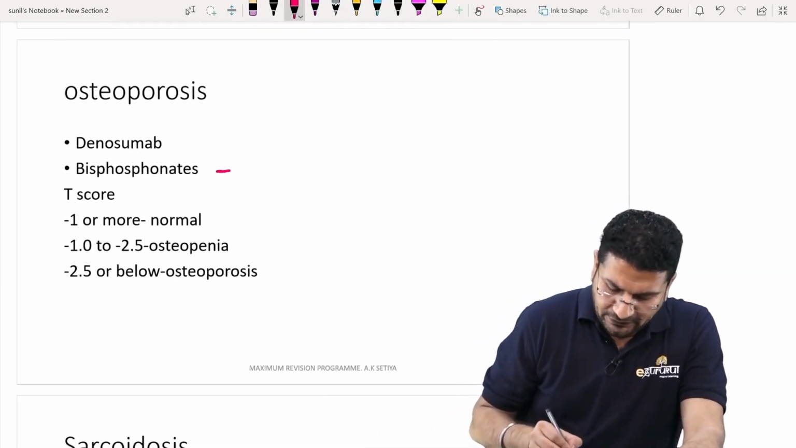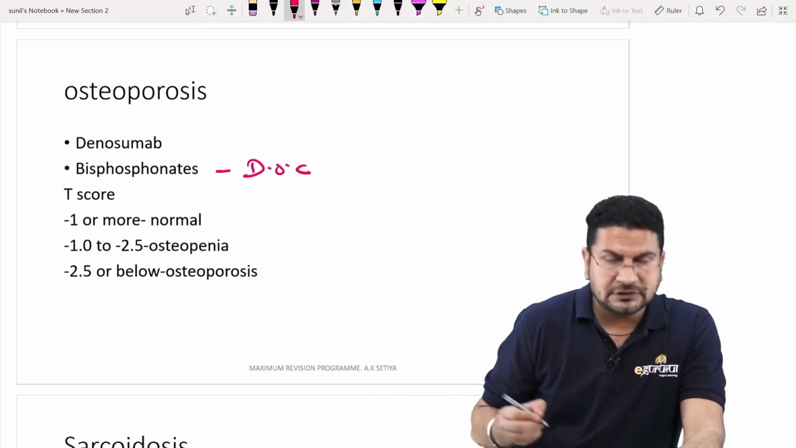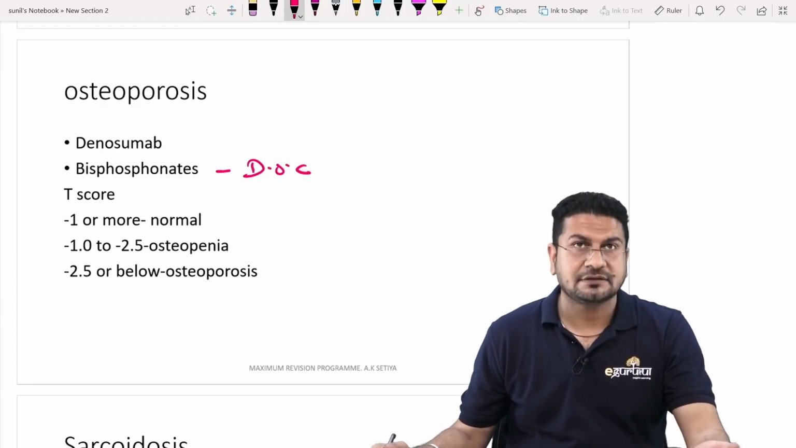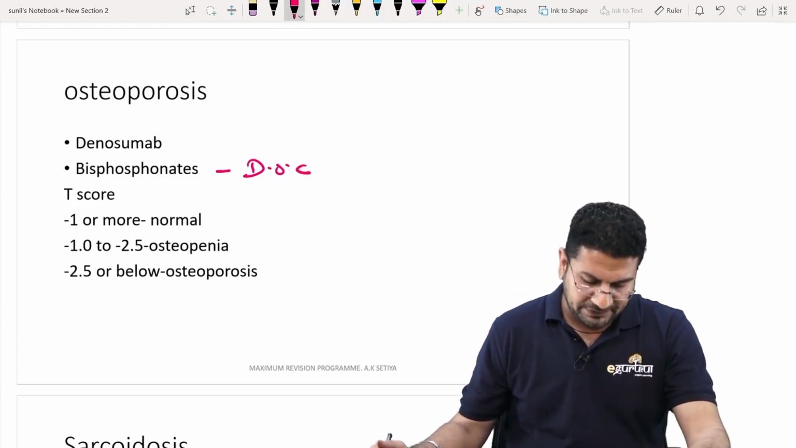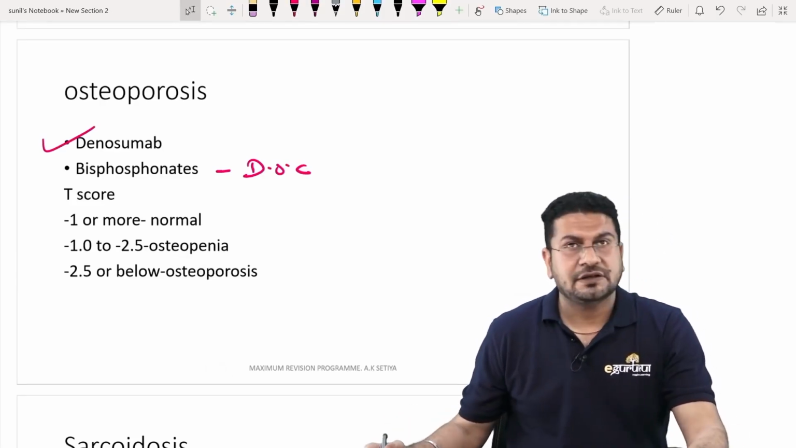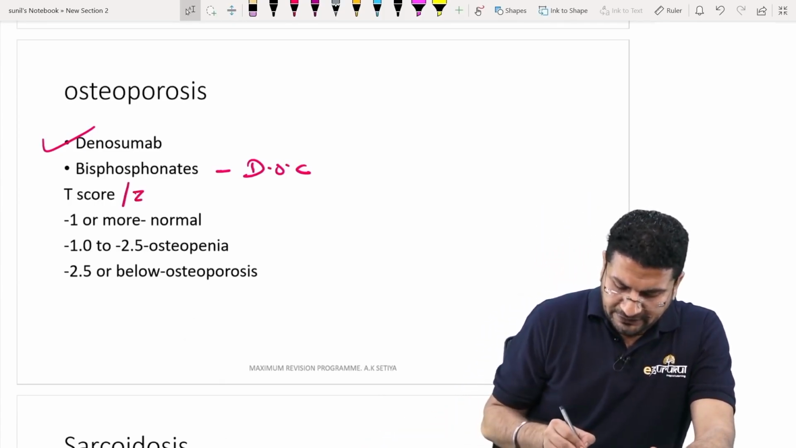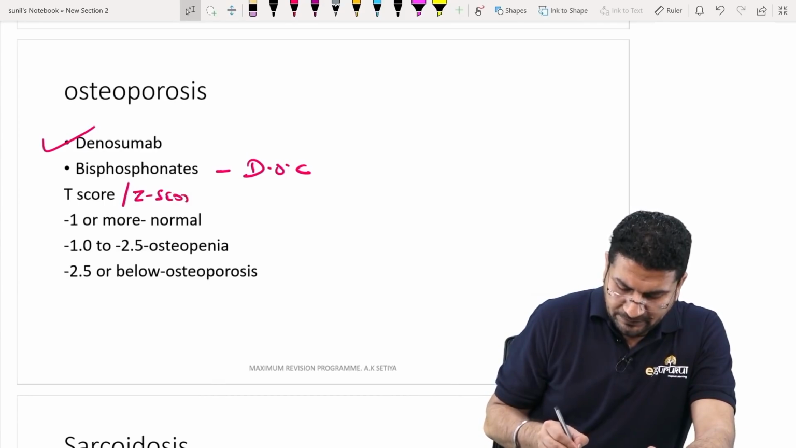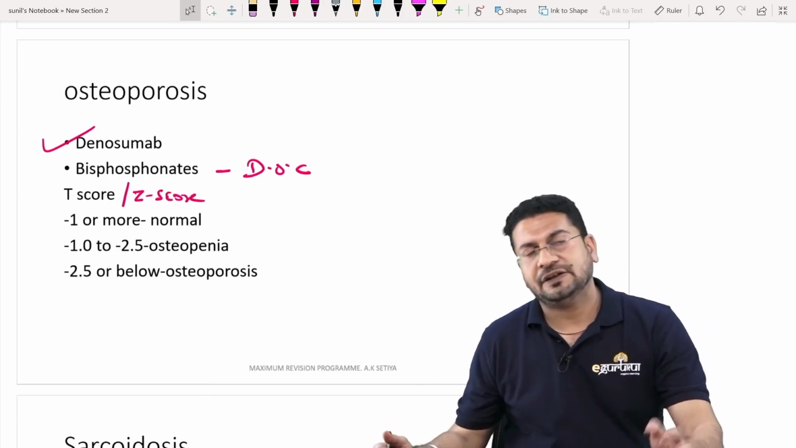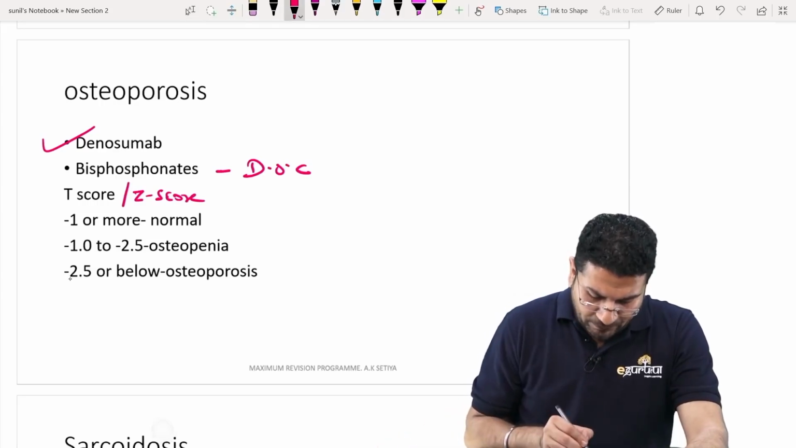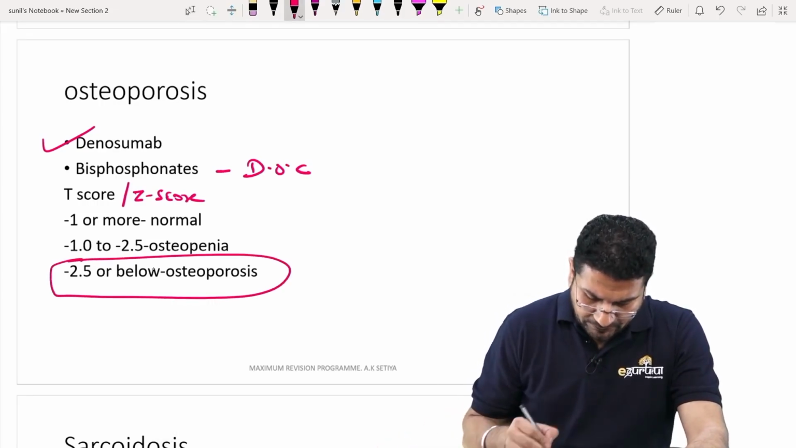Osteoporosis, if I say the drug of choice will be bisphosphonates. In postmenopausal females we can add something else, hormone replacement therapy. In refractory cases, we give denosumab. This is a monoclonal antibody. So we make the diagnosis by T-score or Z-score. These values are important because they ask, orthopedics overlaps with medicine. -1 or more, it's normal. -2.5 or below, we call this osteoporosis.